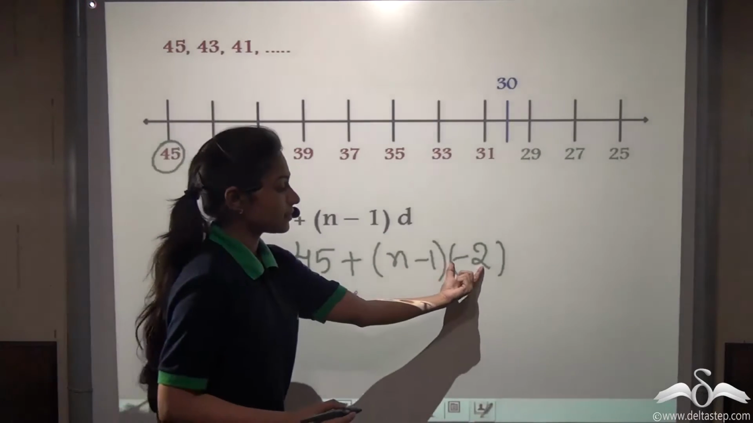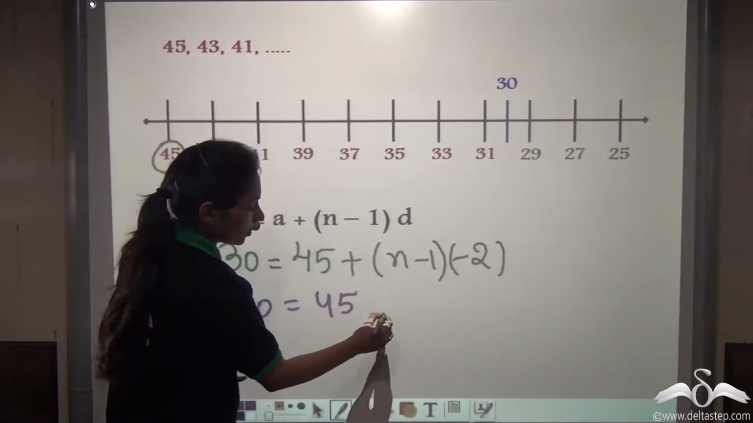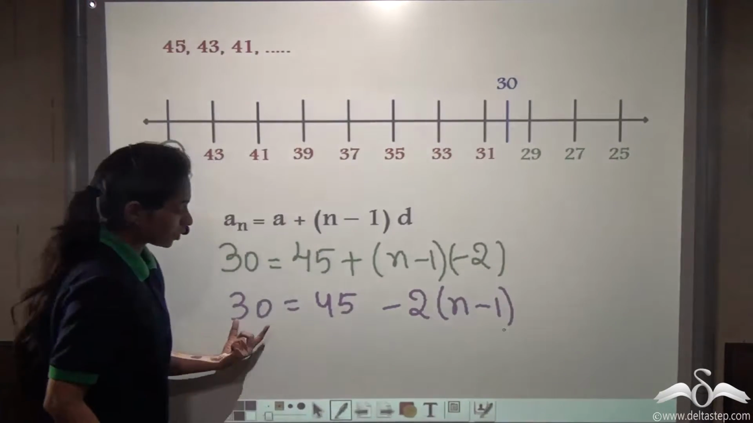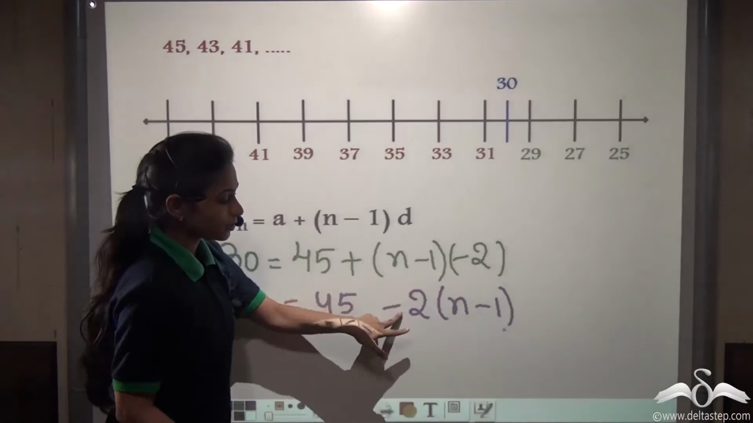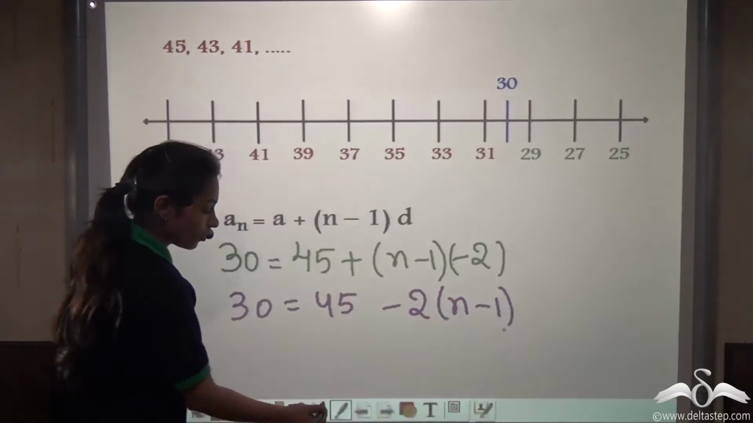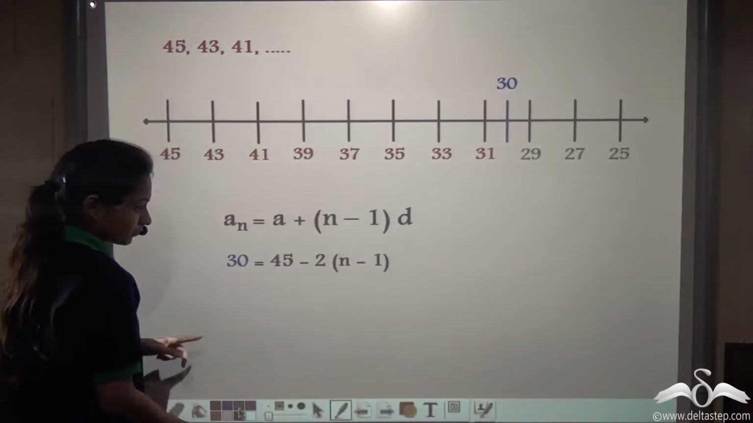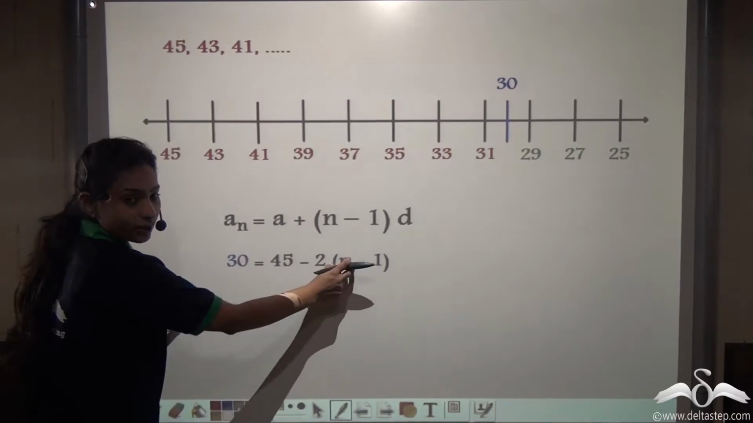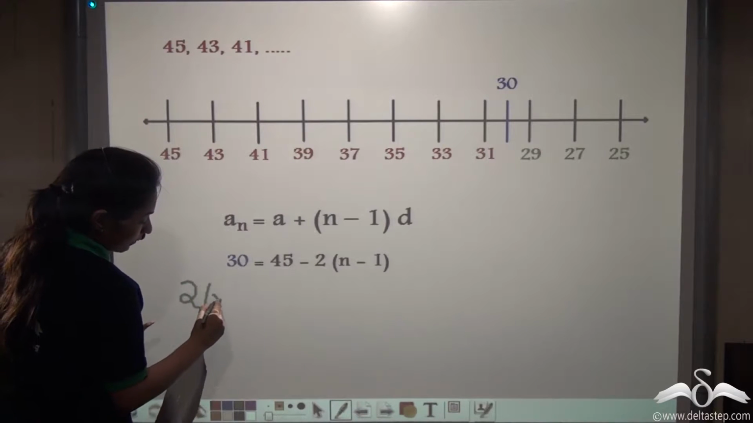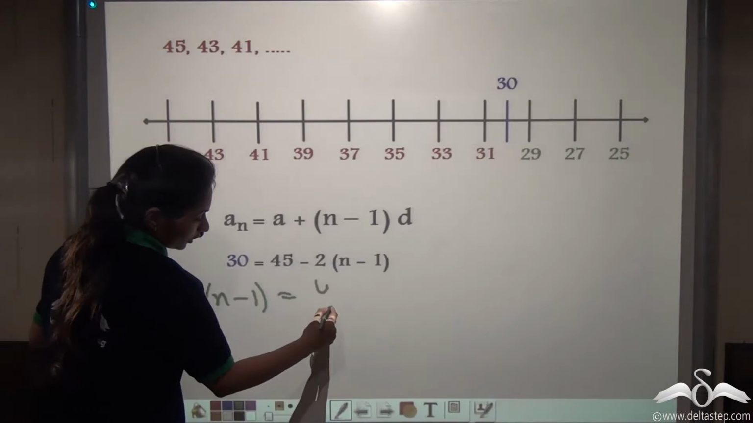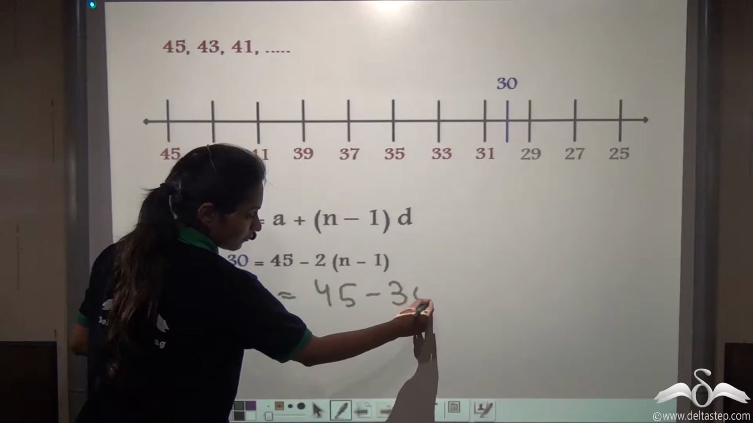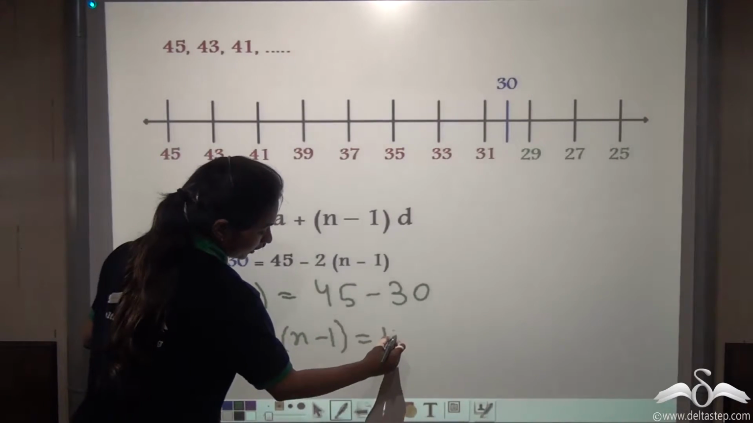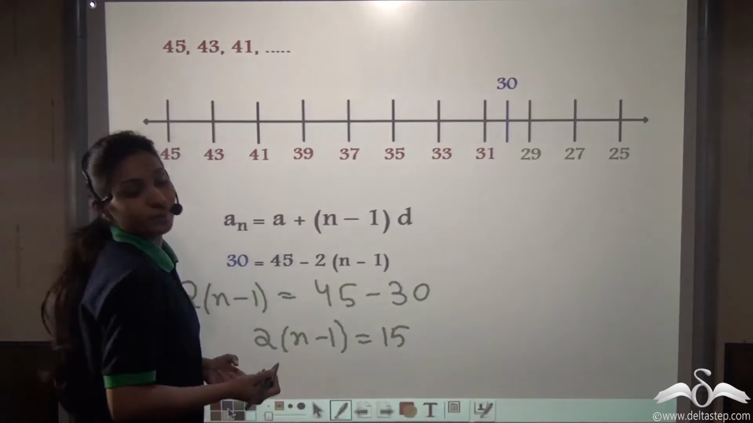Now you can see that this d is negative, so we bring it in forward. What do we get? So 30 is equal to 45 minus 2 into n minus 1. Now solving this, let us take this part that side so that the negative becomes positive and 30 to that side. So 2 into n minus 1 gives us 45 minus 30, that is 15. So 2 into n minus 1 gives me 15. Now can you tell me the value of n?